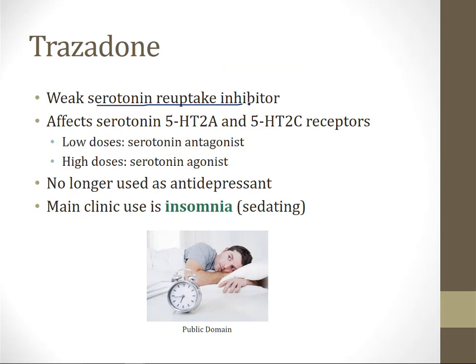Trazodone is a weak serotonin reuptake inhibitor, so in this way it functions like an SSRI, but it also has effects on two subtypes of serotonin receptors, the 5-HT2A and 5-HT2C receptors. At low dosages, it's a blocker of these receptors, but at high dosages, it's an agonist, and that's why it can be used as an antidepressant. Now, in the modern era, it's no longer used as an antidepressant because of side effects and because of better drugs that are available. Its main clinical use in the modern era is for insomnia. This drug is very sedating. It has strong antihistamine properties, so the one place you'll commonly see this used in the modern era is as a sleeping pill.